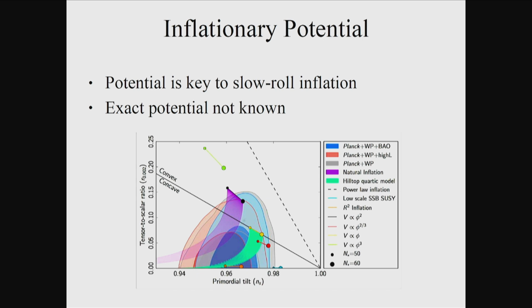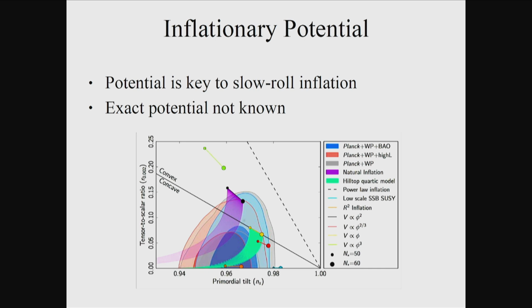Okay, so from what I've said, the potential is really the key to inflation. Given some potential, you can compute the cosmic observables. The problem is that the exact potential is not known. So here's the data. This is actually the 2015 data on the spectral index, also called the primordial tilt, and the tensor to scalar ratio. And you can see here, for various experiments, the 68% confidence interval is shown in the solid color, and the 95% confidence interval is shown in the lighter color.